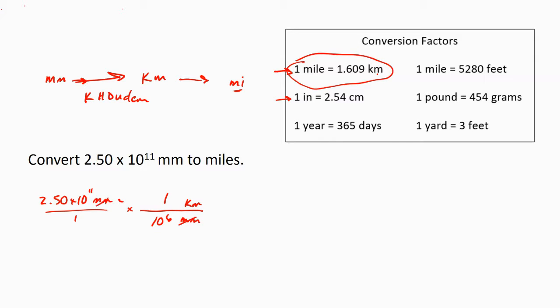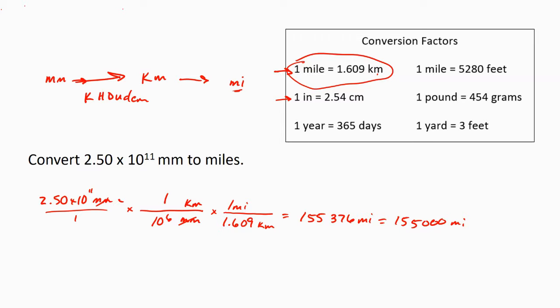So now we're left with kilometers, and we can convert kilometers to miles by just doing 1 mile over 1.609 kilometers. And so we can go through and plug this into our calculator, and we're going to get 155,376 miles. Or if you wanted to round, which is okay because that's a lot to write, you can write it as 155,000 miles.